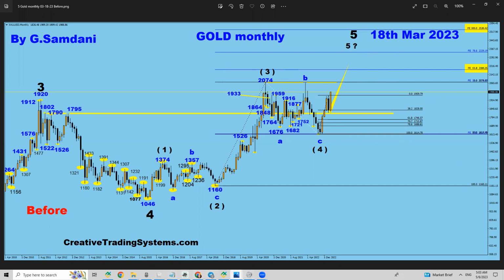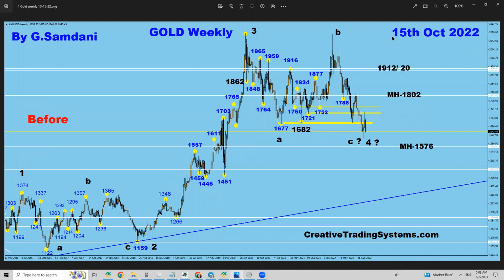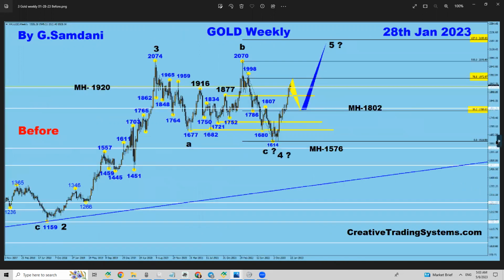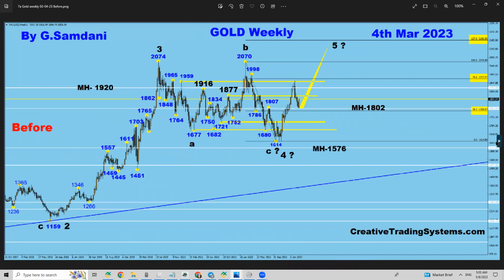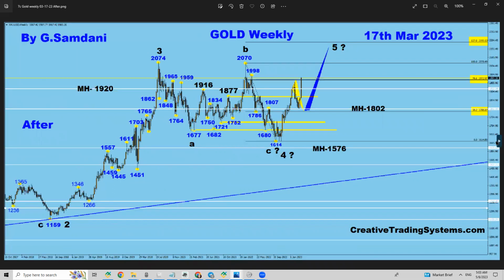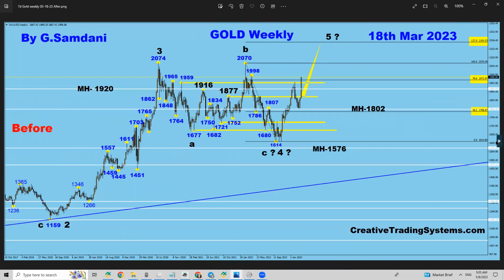Now, let's take a look at the weekly chart, at the same time what I was doing from October 15th. This is wave 4, ABC correction, wave 4, followed by boom, boom. Now, this is the very important chart, very interesting. And I said that we're going to drop here first, 1802, and then go to the upside. And guess what? Exactly the same thing happened. The price came down, dropped, and then started to go up. Right? You see that?